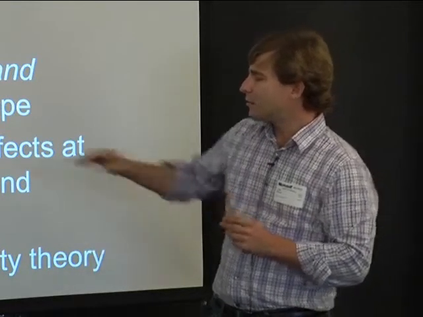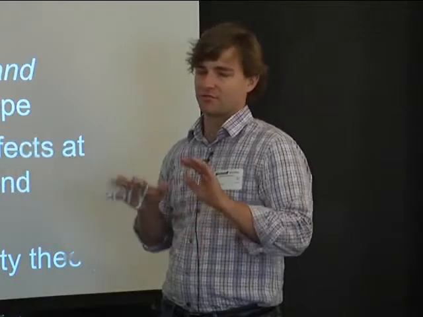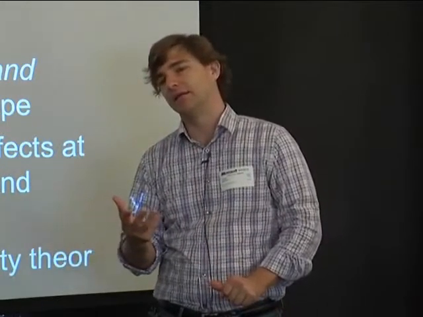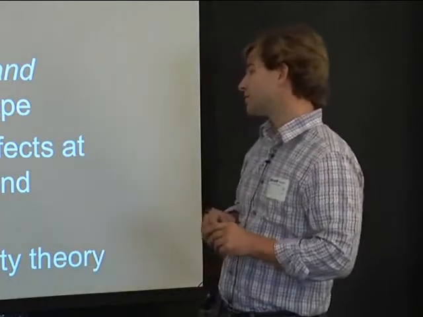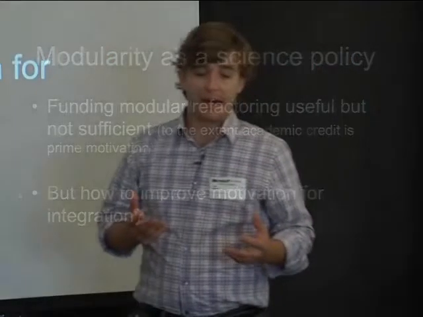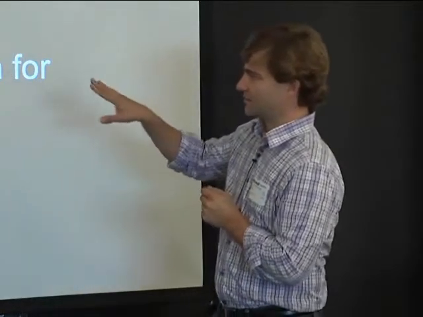Another implication is that incentives can work differently at different stages. So you can have incentives that work for development, that work for revealing, but undermine integration. And you probably have different combinations of that as well. And reflecting on the idea that modularity might be a good piece of science policy, it seems that funding a modular refactoring is probably useful, right? People did like working with the modular code more, but it's probably not sufficient because it doesn't deal with the questions of integration to the extent that academic reputation is the prime motivation.